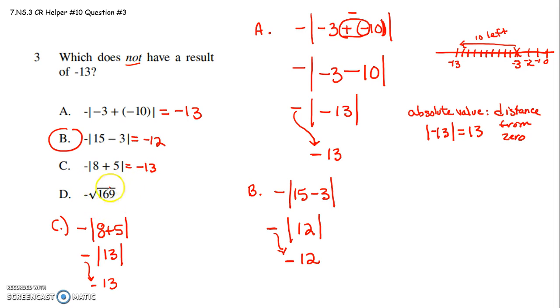This right here is square root. Square root of 169 means what times itself is 169? Well, 13 times 13 is 169. Therefore, the square root of 169 is 13. You have that little negative out in front that I have to carry along. So that's why letter D is negative 13. All right, I hope that helps.